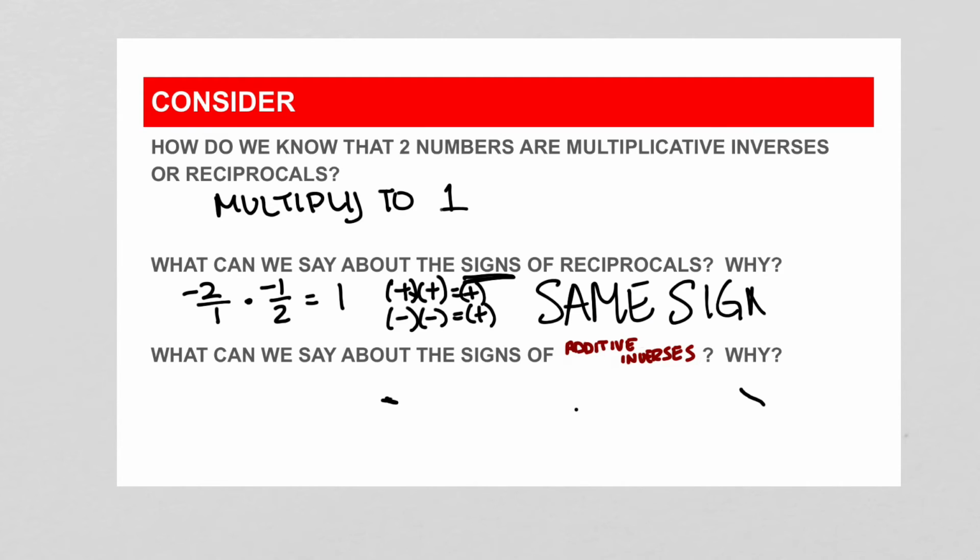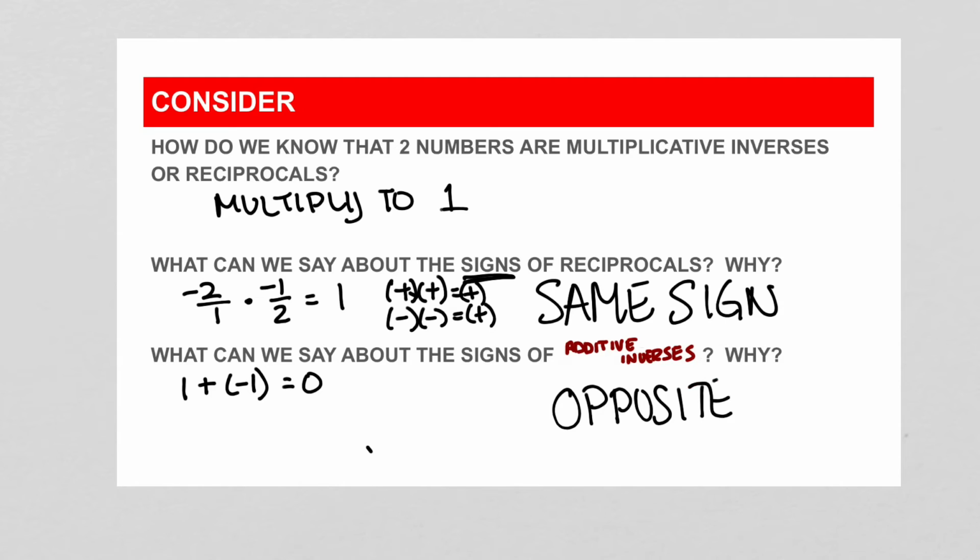But now, what do we know about the signs of additive inverses? That additive inverse was like 1 plus negative 1, and we want them to add up to 0. Well, they had opposite signs. So the signs of an additive inverse are going to be opposite; if one is positive, the other must be negative, because we want them to end up at 0. But with the multiplicative inverse or reciprocals, they have to have the same sign, because that's the only way it's going to get us to a positive 1.